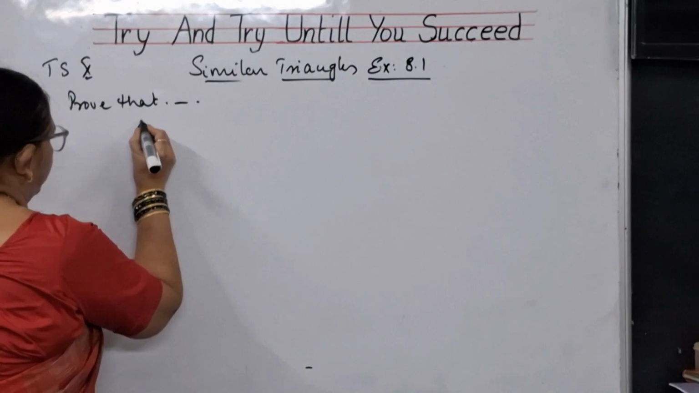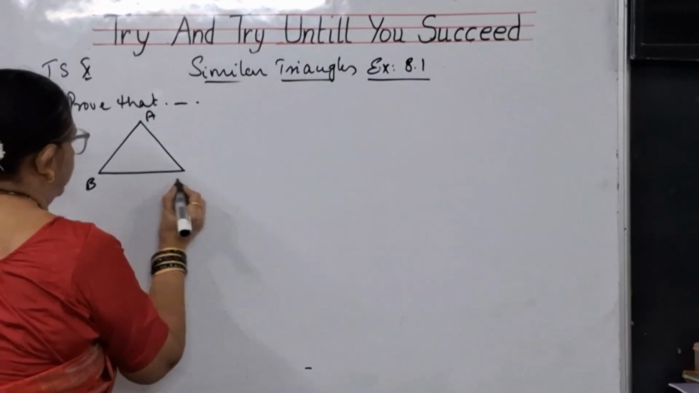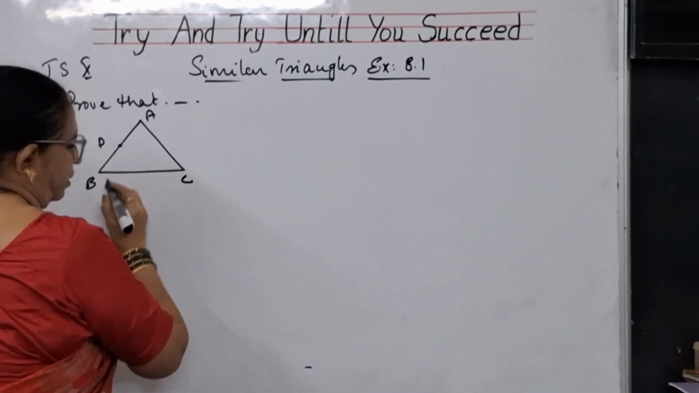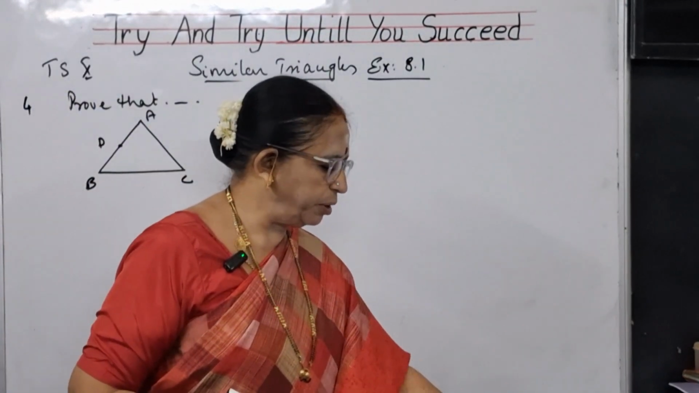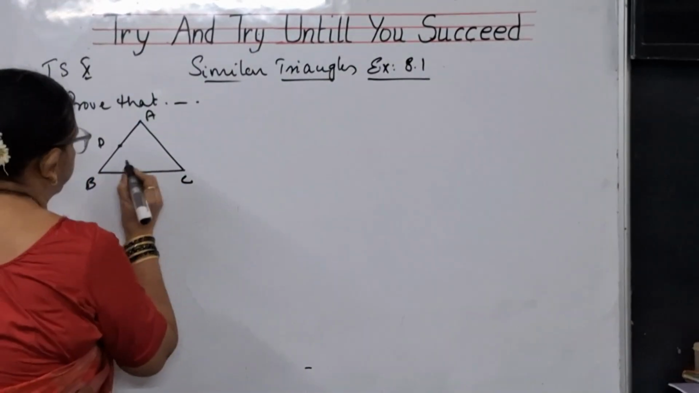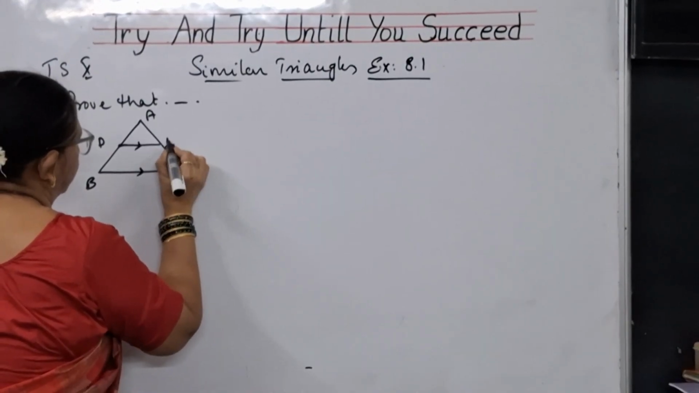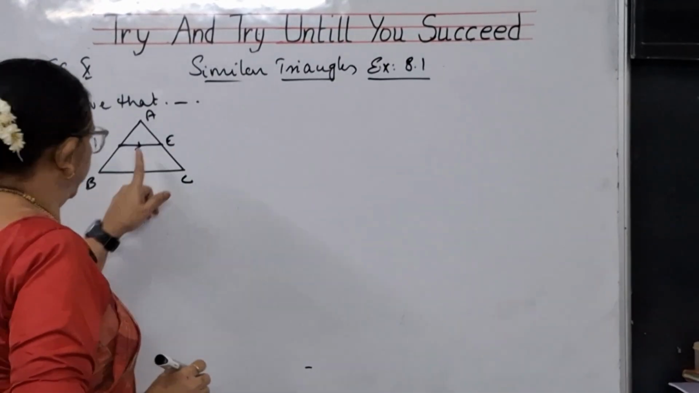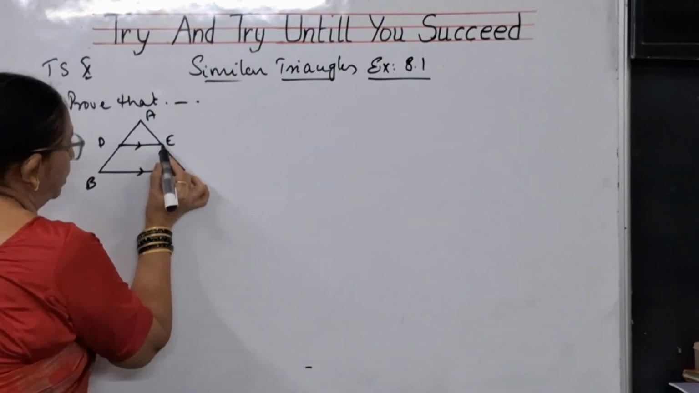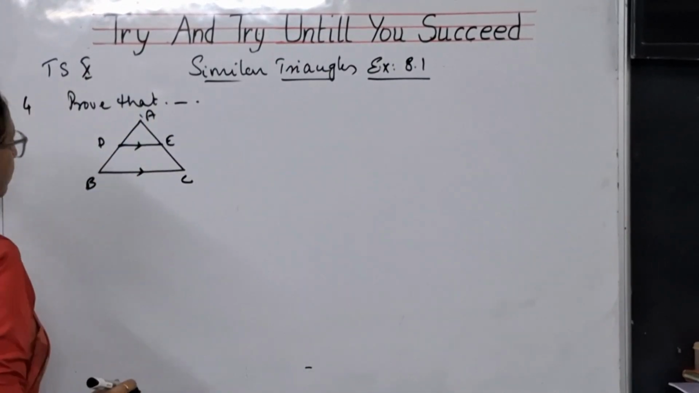So let us take one triangle. This is triangle ABC. Let D be the midpoint of one side. So prove that a line drawn through the midpoint of one side and parallel to another side. Parallel to another side means suppose I have drawn a line parallel to BC. This is DE. Okay, it is parallel to another side, and it bisects the third side. That means you should prove that this point divides this into two equal parts. This you need to do.